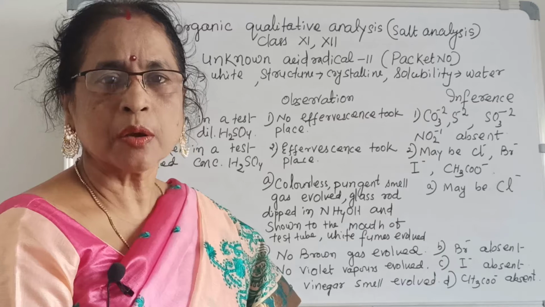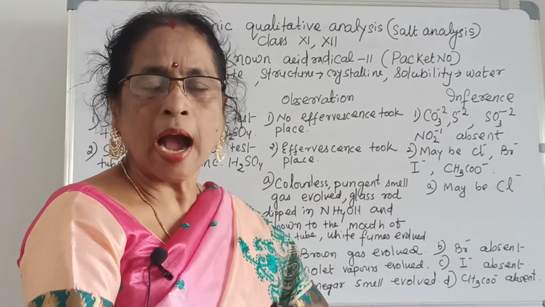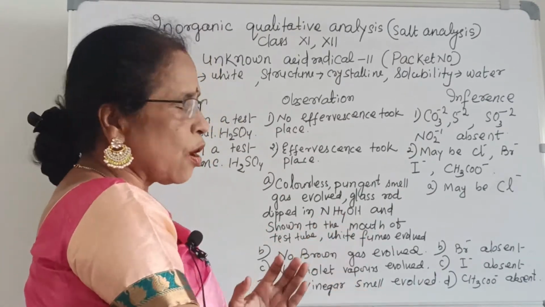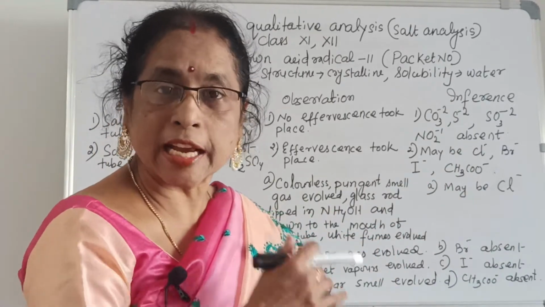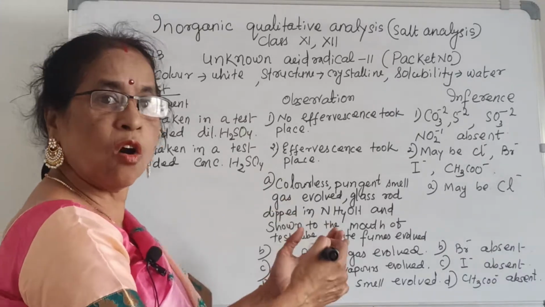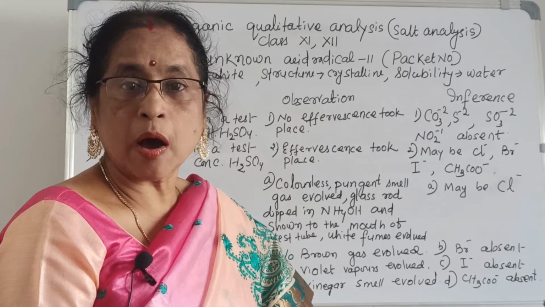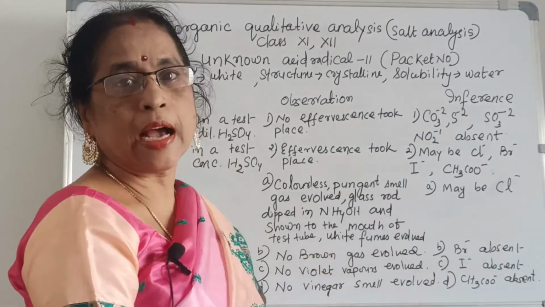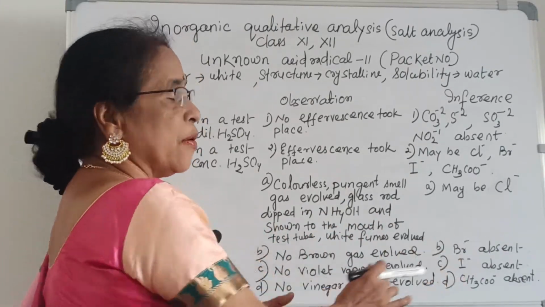That means it may be chloride. But out of the 4, if it may be chloride, I should clarify whether it is sure or whether there is any confusion, because there are 4 acid radicals in the second group. That is why I have to see what is not present. No brown gas evolved. I never observed any brown colored gas, only a colorless pungent smelling gas. That is why bromide is absent. I observed no violet vapors, which means iodide is absent.